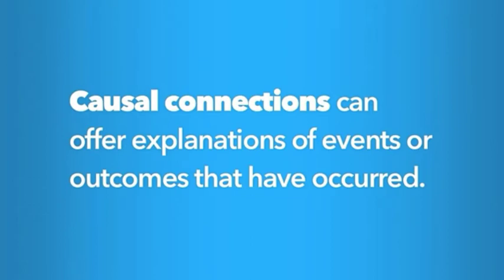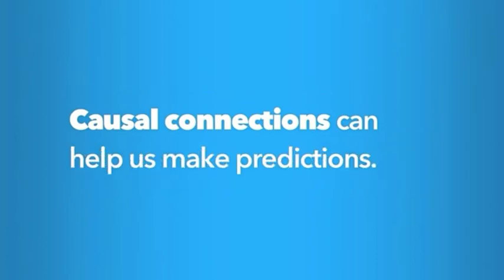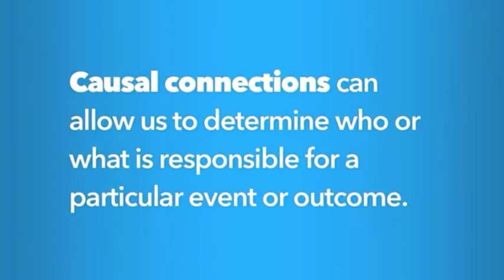Being able to establish what caused what allows people to make many different types of arguments. First, by using causal connections, we can offer explanations of events or outcomes that have occurred. That is, we can answer the question, why did X happen? Second, causal connections can help us make predictions. If we've determined that, at least generally, X causes Y, that is, when X is in place, Y is likely to happen, then we can predict future instances of Y. Finally, establishing causal connections allows us to determine who or what is responsible for a particular event or outcome.